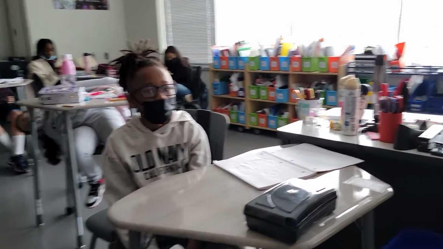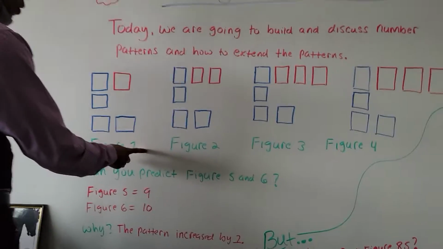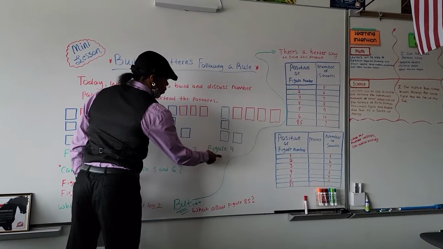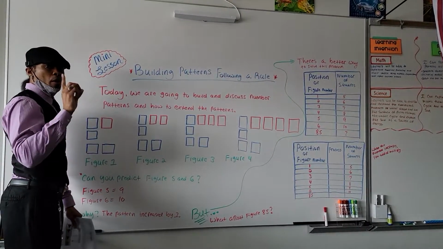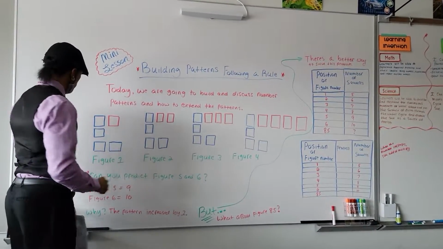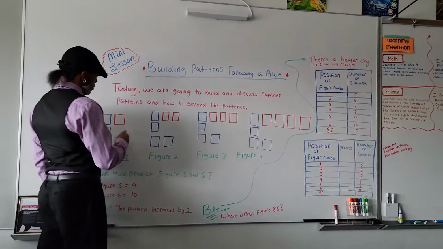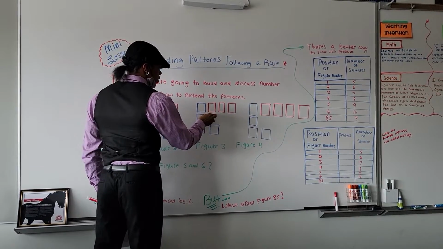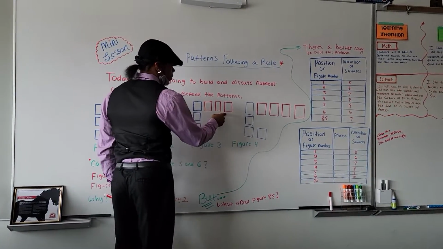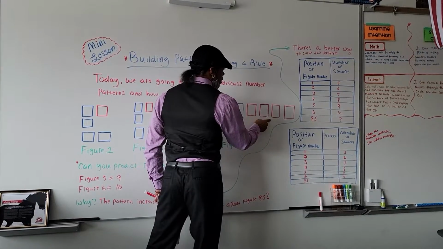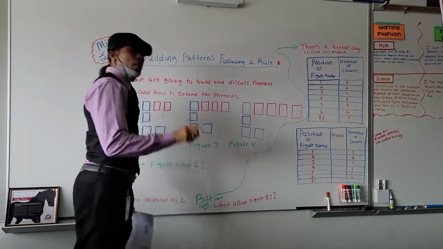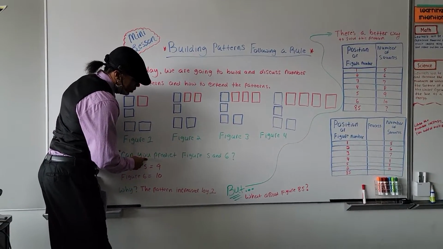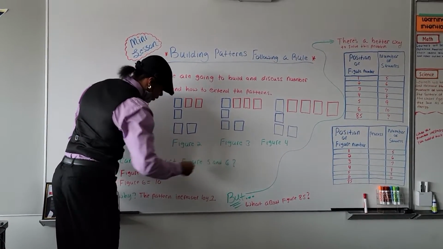Good job. So with each figure, figure 1, figure 2, figure 3, and figure 4, they all increase by 1 red square. All right? 1 red square. We have another red square, but we added 1. These are the 2 right here from figure 2. We added another one. For figure 4, those are 3. We added 1 more.